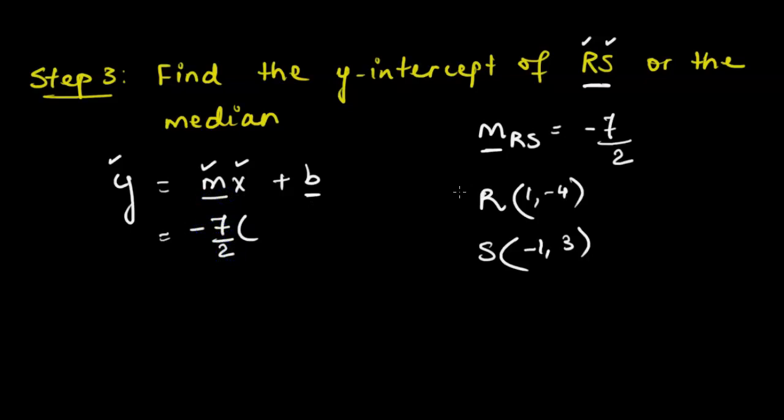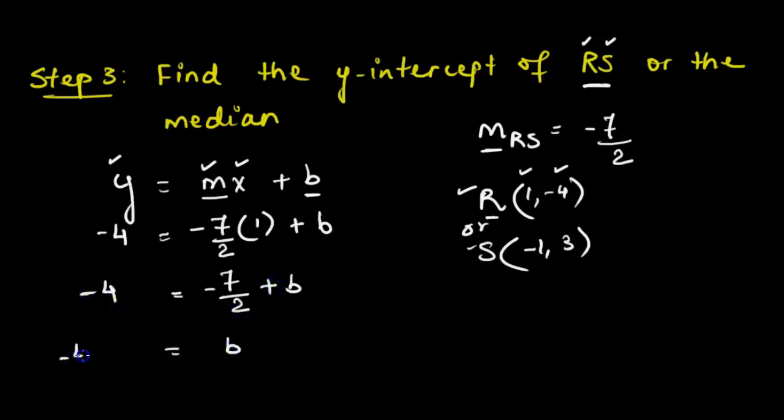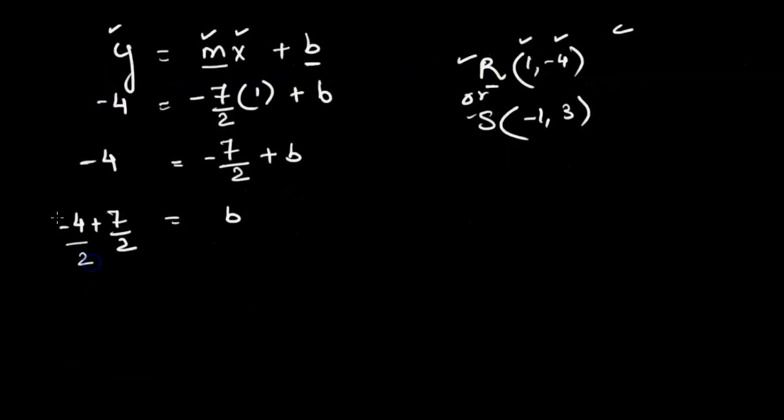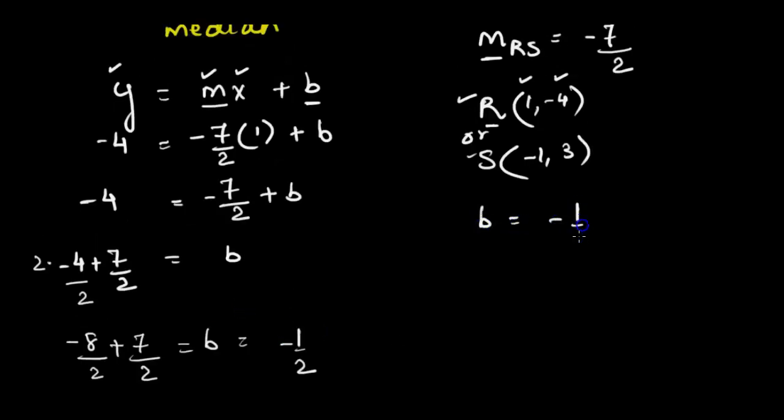In place of x, we can either use point R or point S. But whatever point we use, we have to take x and y coordinates of that particular point. So if we are taking point R, we are taking the coordinates of point R. So we would substitute 1 in place of x and -4 in place of y. And then we would calculate the value of y-intercept. So this is -7/2, this is -4 plus b. So b would be equal to -4 plus 7/2. We make the denominators common, so multiply both the numerator and denominator with 2. We get -8/2 plus 7/2. That gives us a b value of -1/2. Now we've got the b value as -1/2.